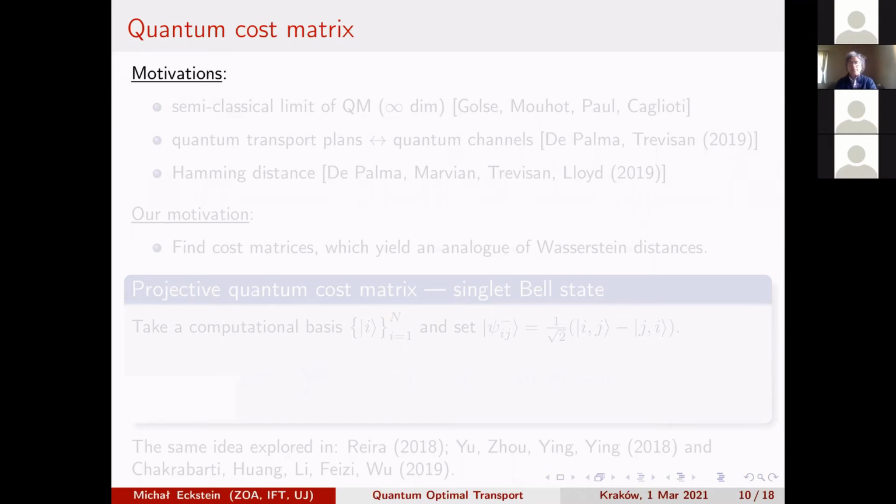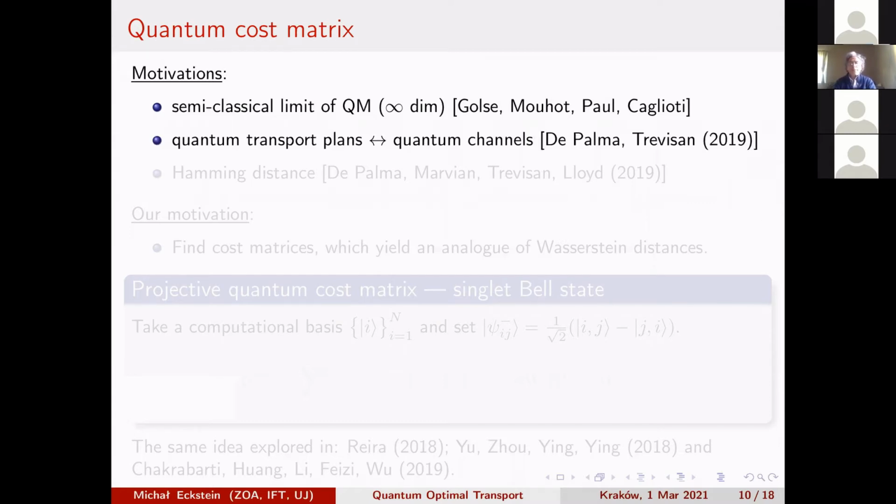People had different motivations. One class of approaches was to study the semi-classical limit of quantum mechanics. This was in an infinite dimensional setting, and these were the works by Golse, Mouhot, Paul, and Caglioti. Another interesting approach was developed by De Palma and Trevisan, where they had a very similar but slightly different notion of a quantum coupling. But the advantage was that there was then a one-to-one correspondence between the quantum transport plans and quantum channels.